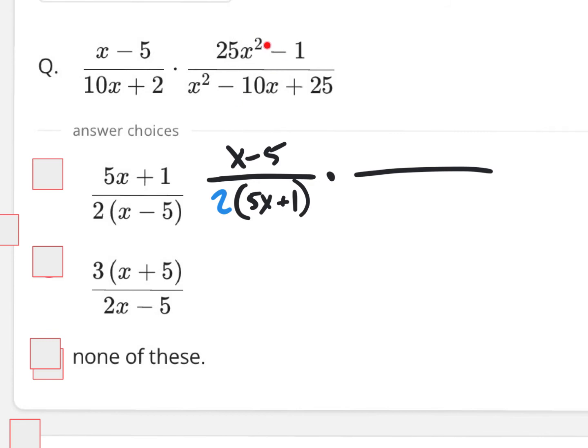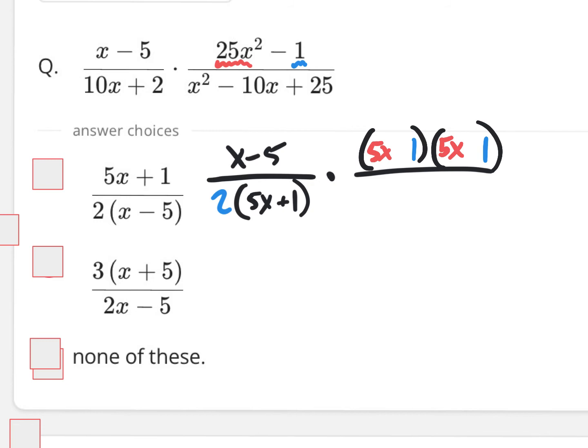Now let's go to the second fraction. Let's factor what we have up here, and we need to recognize that this is a difference of two perfect square terms. In other words, we could use square roots to get it in our factored form answer format. Okay, so if I do the square root of 25x squared, that'll be a 5x. And the square root of 1 is 1.